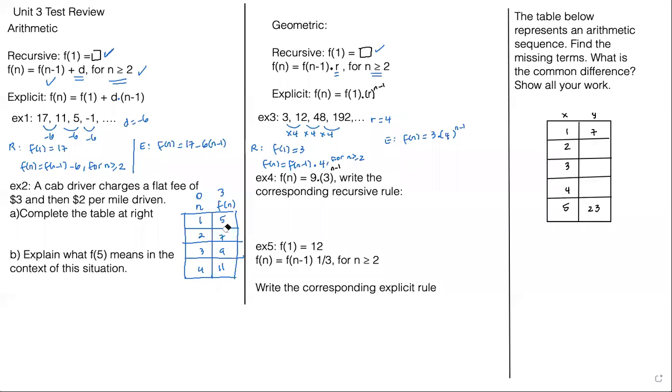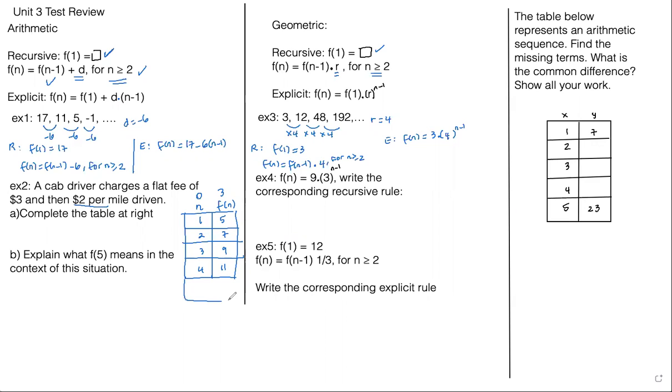The table will probably, again, I completed it for you. You may be given maybe 5, right? And these will be blank. So if you're given 5, you just add 2 every time, because you know this is your jump. It's $2 per mile.